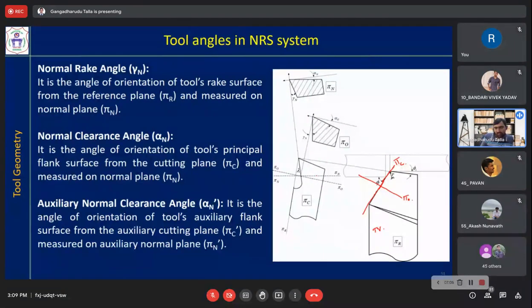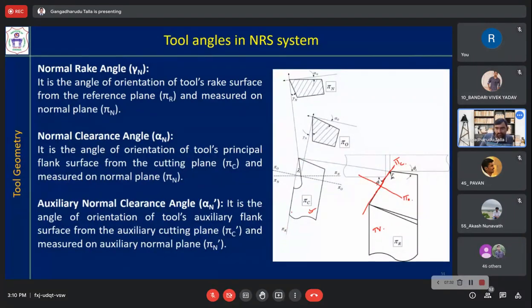So if you see the side view, then it is difficult to show pi n in top view, because it is not exactly perpendicular to the pi r plane. So you take this view, that means this is projected on pi c plane. Consider pi c plane.